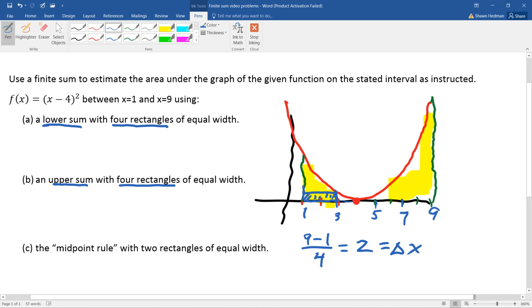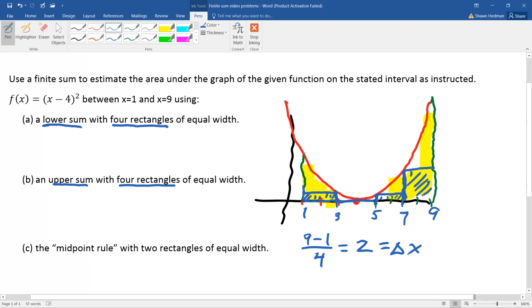The second rectangle has a base that goes from 3 to 5, and the low point in that region is 0, which happens at x = 4. So the second rectangle is actually going to be flat and have 0 area. For the third rectangle, the height is going to be determined by the value at x = 5, because that's where it's the lowest. And the fourth one is going to go up to a height of f(7), the y value here.